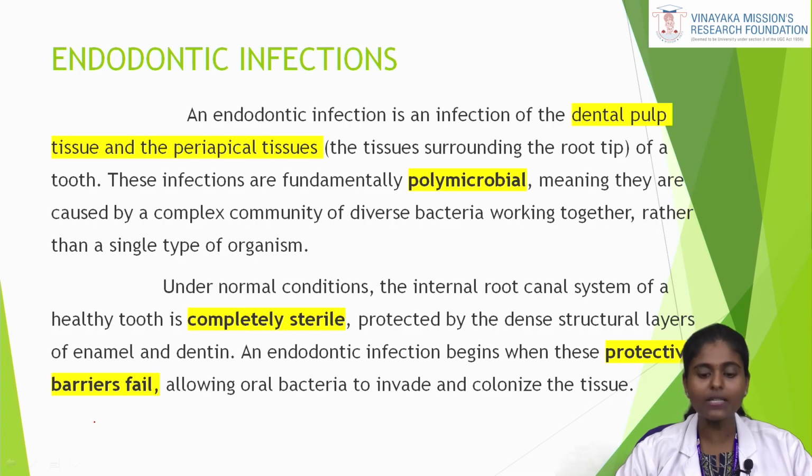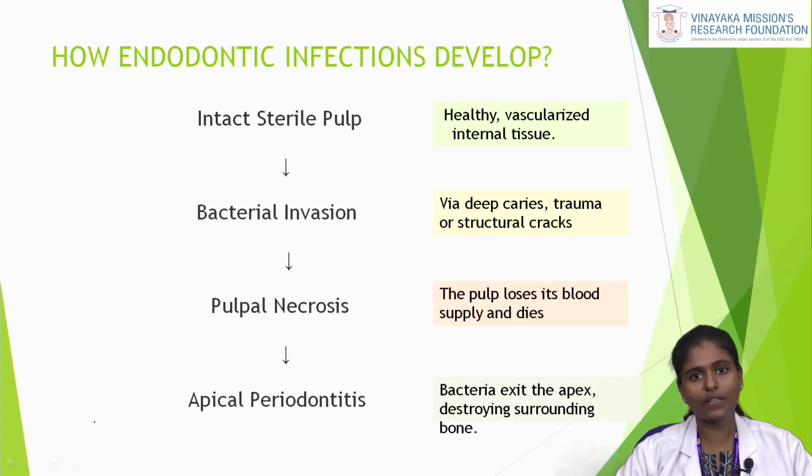Under normal conditions, the internal root canal system of a healthy tooth is completely sterile, protected by the dense structural layers of enamel and dentin. An endodontic infection begins when the protective layer, that is the enamel and dentin, fails, allowing oral bacteria to invade and colonize the tissue. How are endodontic infections developed?